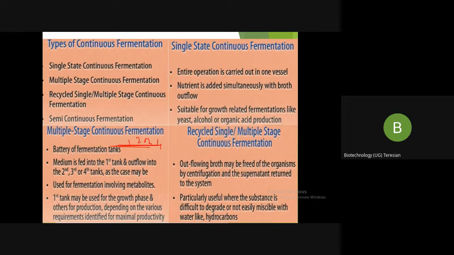So the first one you are using for the growth phase of the microorganisms, and all the others you are using for the production or the final stage productivity. All the metabolites should be produced. So that depends on various requirements, whether you require one fermenter, two fermenters, or three fermenters. That is why it is called multi-stage continuous fermentation. A recycle multi-stage continuous fermentation.